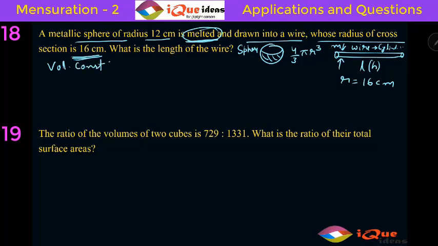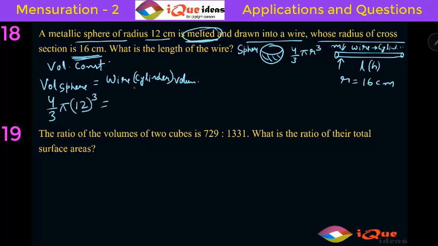So what we have to do is we simply take the sphere volume equal to the wire. Now wire is cylindrical volume. Now sphere volume is 4 by 3 pi, radius of sphere is 12, so 12 cube, equal to wire volume. Cylinder volume is pi r square h. So it is pi, and the radius of cylindrical wire is 16, so it is 16 square into h, that is the length of the cylinder or length of the wire. Instead of height of the cylinder, we'll take length of the wire.